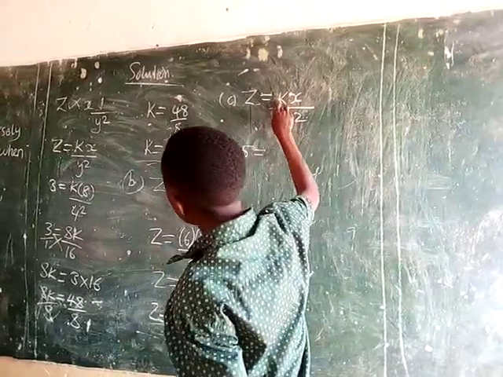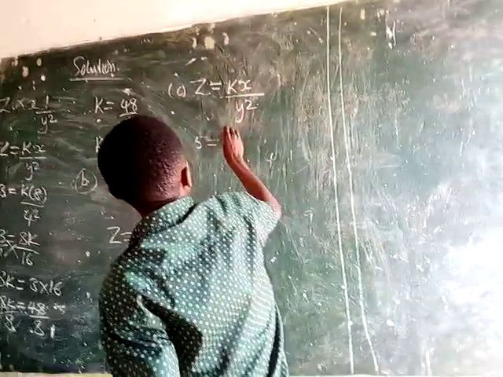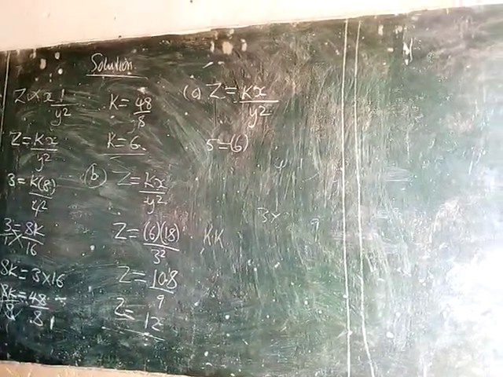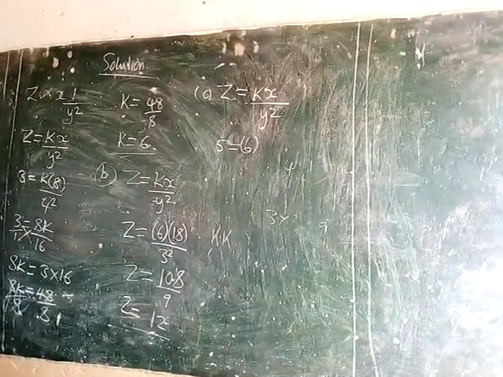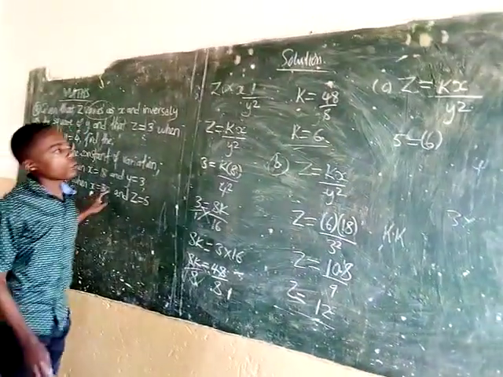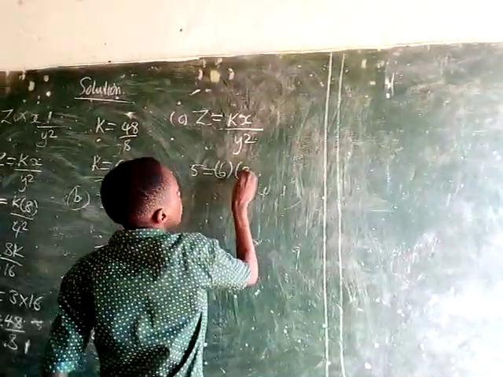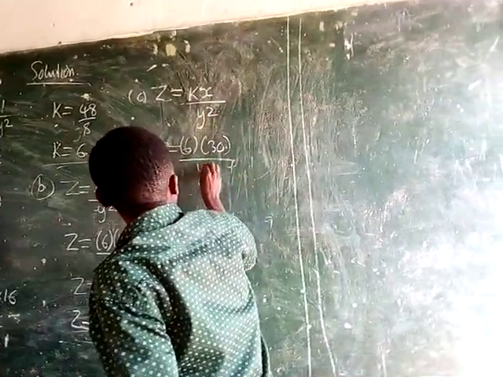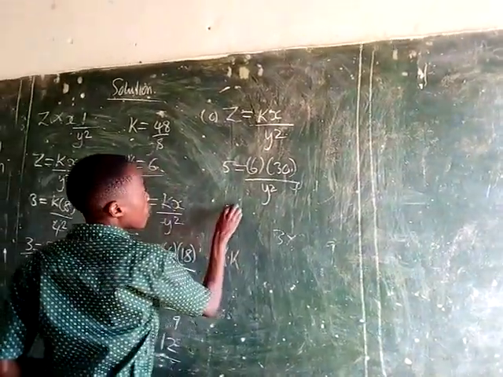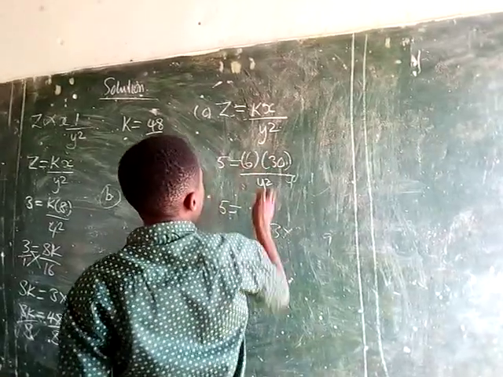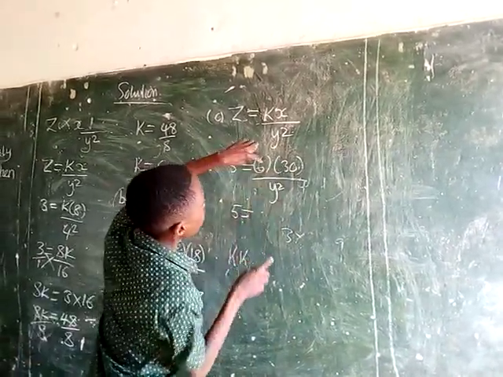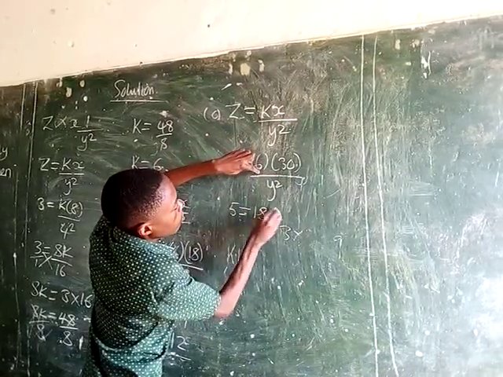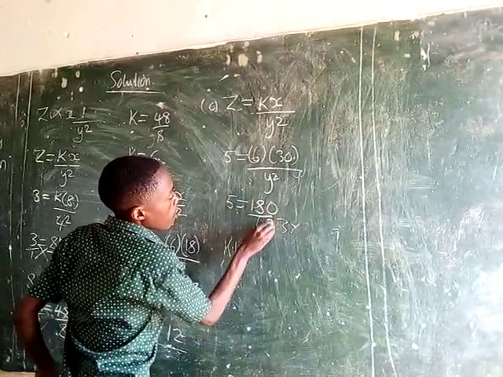K, the constant, is 6. So we put 6 there. What about x? Remember, we are answering question C, the value of x is equal to 30. So where there is x, we put a 30. Now we are interested in finding the value of y. So this is y squared. So 5 is equal to 6 times 30, this is 6 times 3, which is 18, then you add a 0, it becomes 180 over y squared.